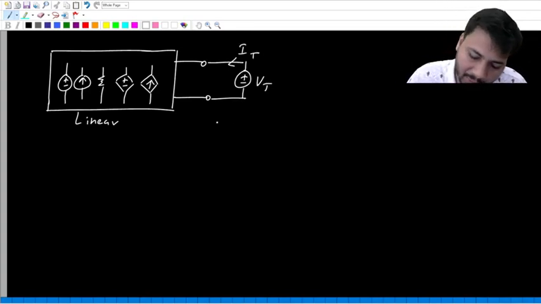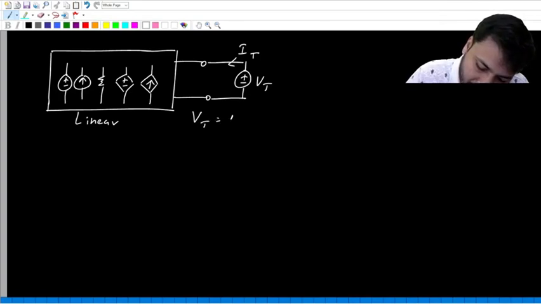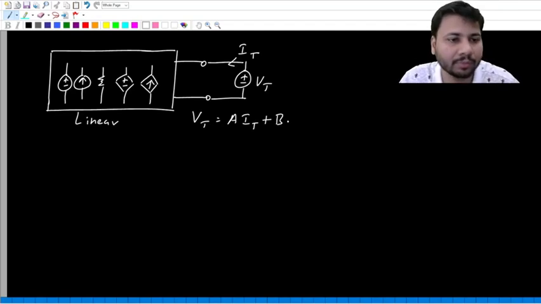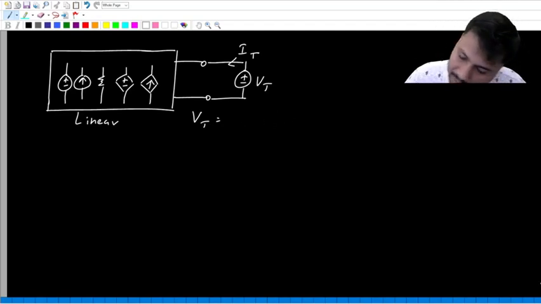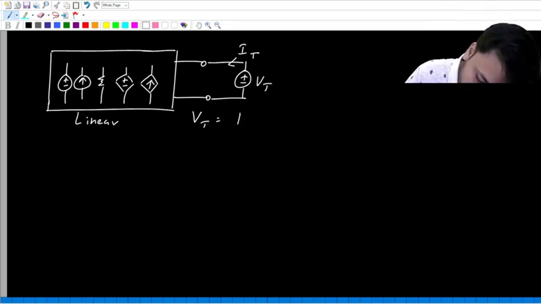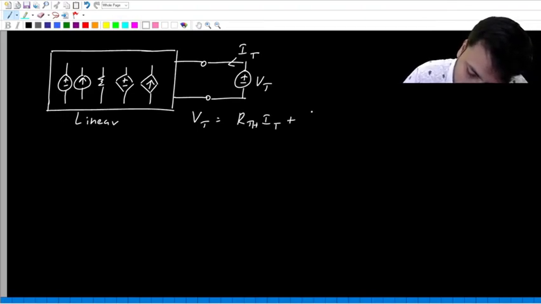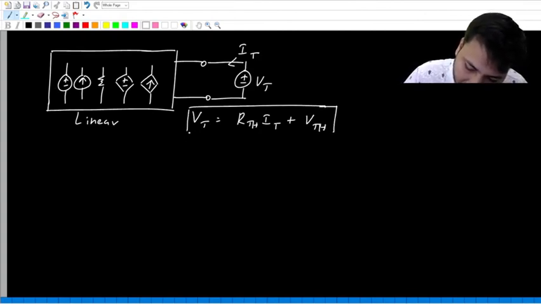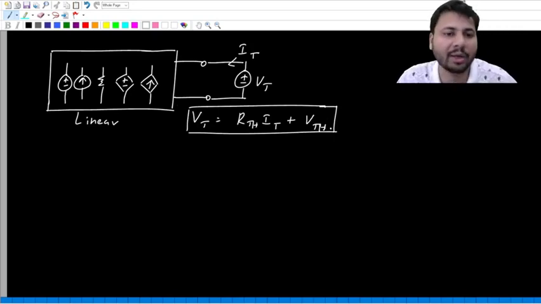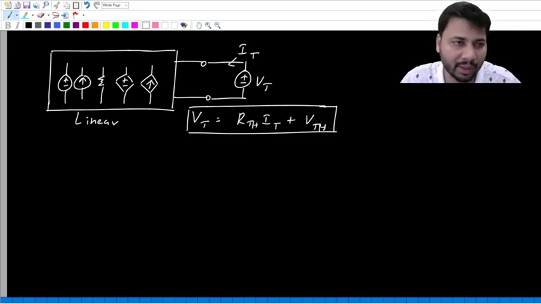Then what is the relation between Vt and It? Vt equal to A It plus B, where A is Rth, so Vt equals Rth times It plus B, and B is nothing but Vth. So the relation between Vt and It is Rth times It plus Vth.